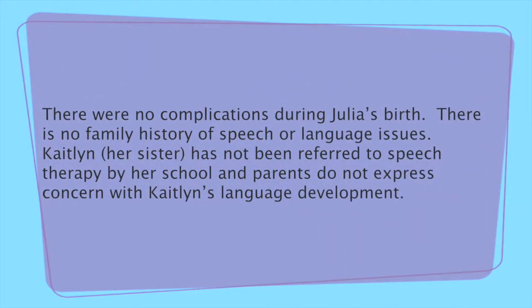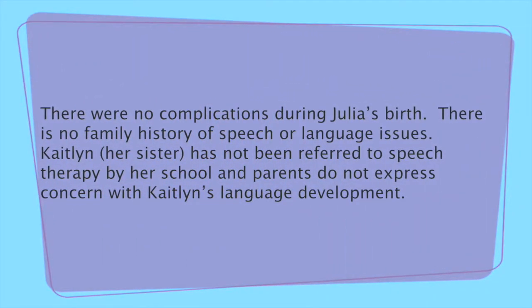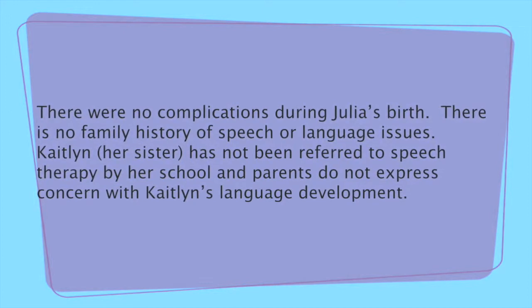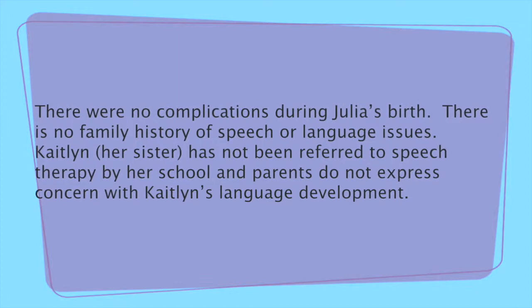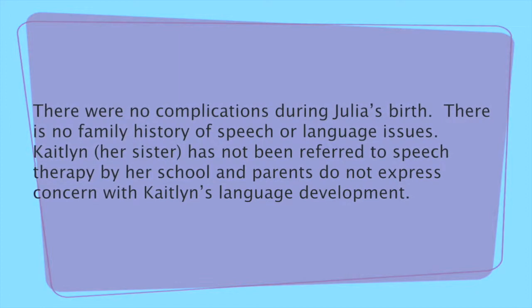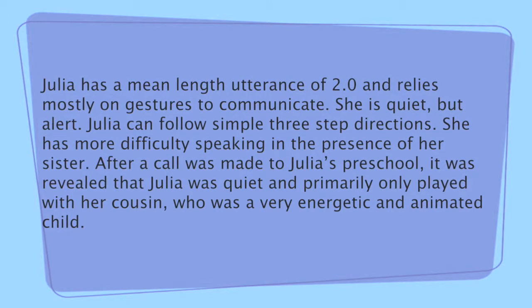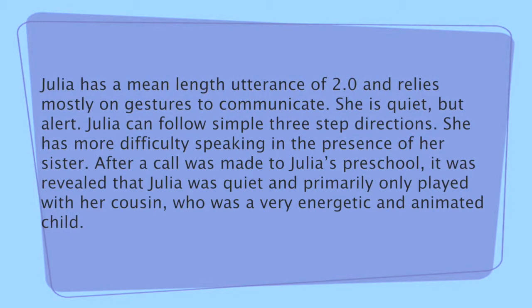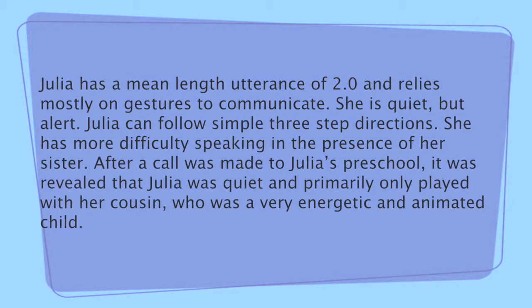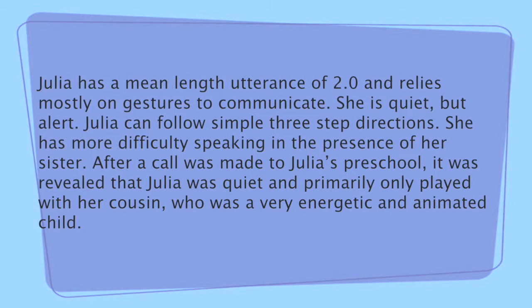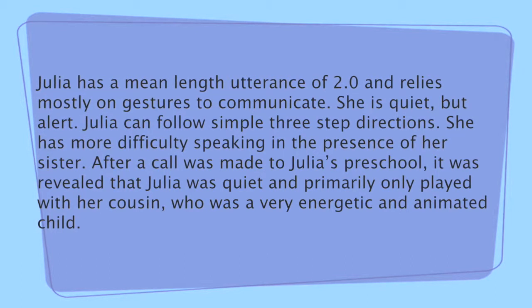There were no complications during Julia's birth. There is no family history of speech or language issues. Caitlin has not been referred to speech therapy by her school, and parents do not express concern with Caitlin's language development. Julia has a mean length of utterance of 2.0 and relies mostly on gestures to communicate. She is quiet but alert. Julia can follow simple 3-step directions. She has more difficulty speaking in the presence of her sister.